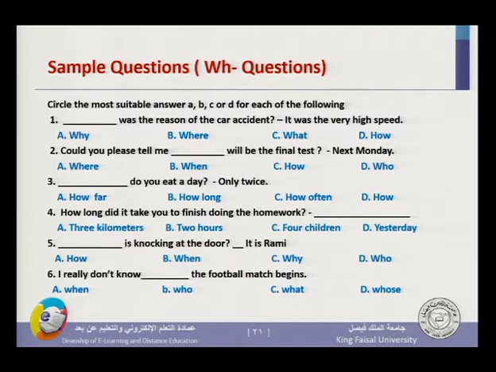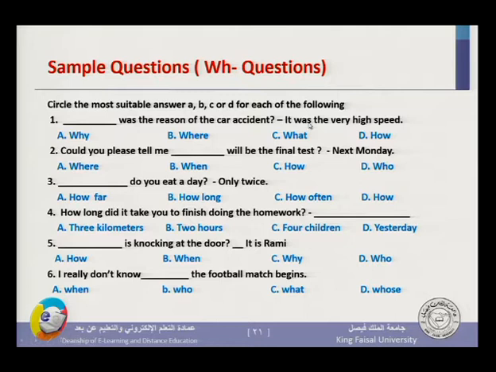Now these are sample WH questions, just to practice using the different question words. So circle the most suitable answer. All right. So number one, blank was the reason of the car accident. It was the very high speed. So this is the answer, and we need a question word here. It was the speed.